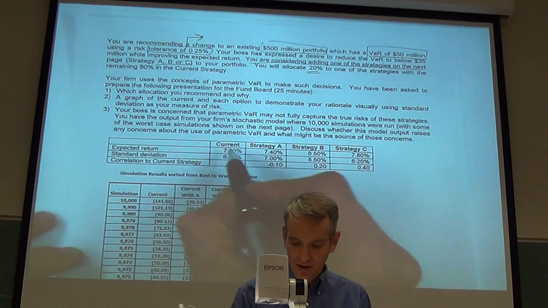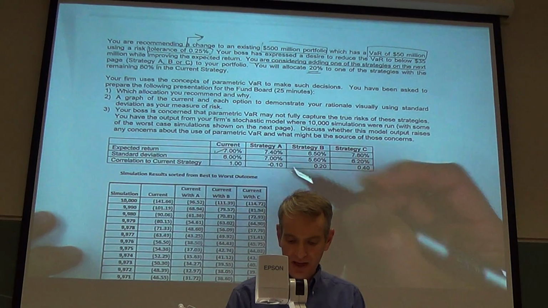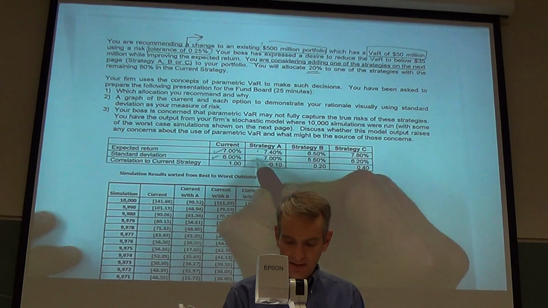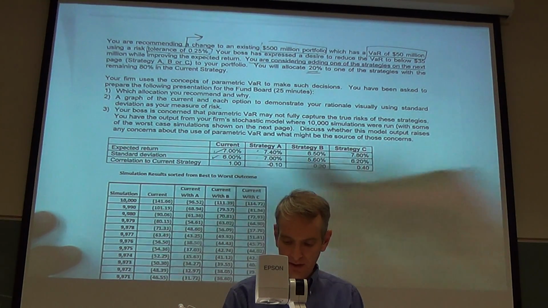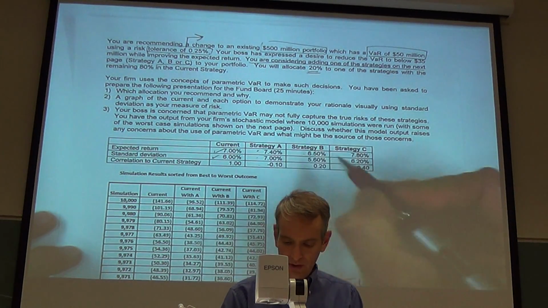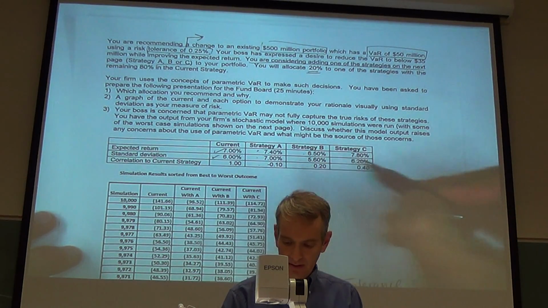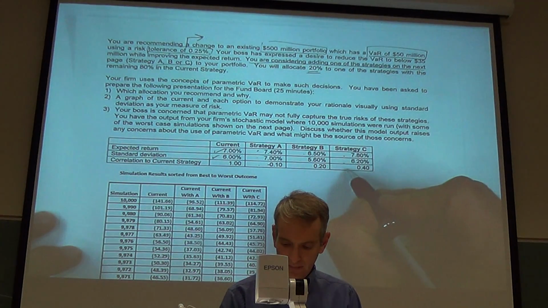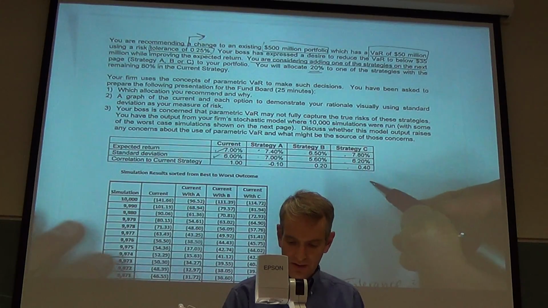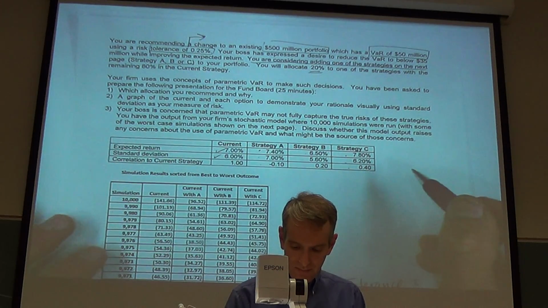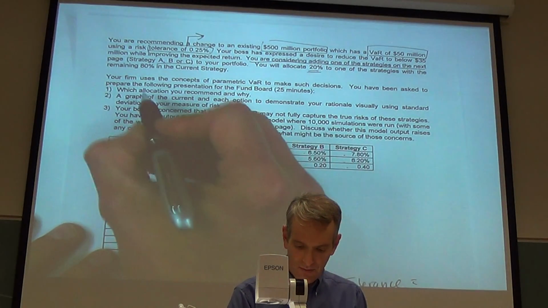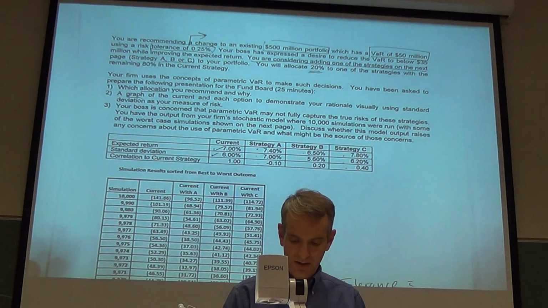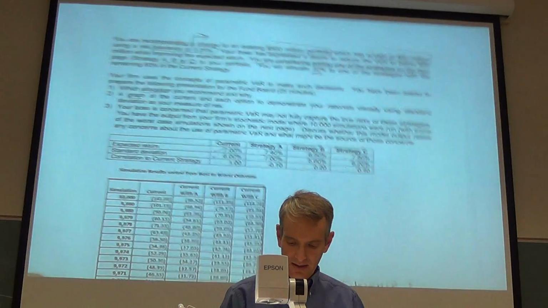the different options. The current strategy has an expected return of 7%, standard deviation of 6%. A is higher return, higher risk, but a negative correlation. B, lower return, lower risk, low correlation. C, a really high return, comparable risk, but not a very great correlation. And so your boss is asking which to allocate to, and then do a graph to say which is the best recommendation. And then we'll get to this question C at the end.